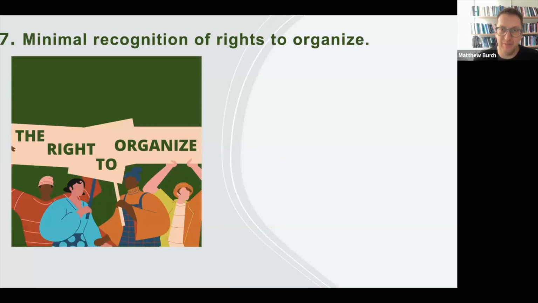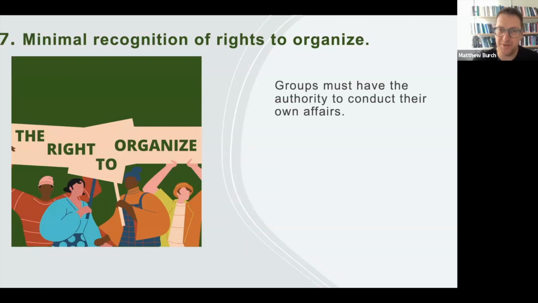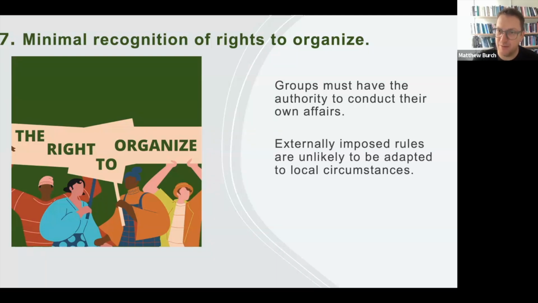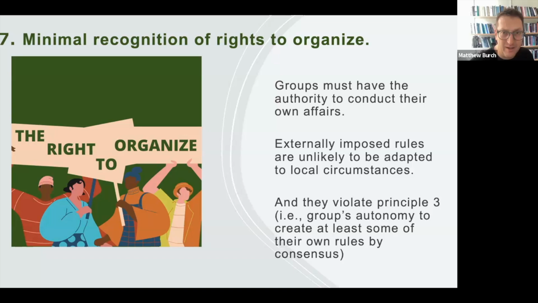Okay, the seventh principle that she notices in successful common pool resource management schemes is what she calls rights to organize. She says that groups have to have the authority to conduct their own affairs. This is connected to principle 3. People don't want externally imposed rules. Externally imposed rules are very unlikely to be adapted to local circumstances because, by their very nature, being external, they're not sensitive to the particular context that the people are actually living in. And externally imposed rules, like I said, violate principle 3, the group's ability to autonomously create at least some of their own rules.